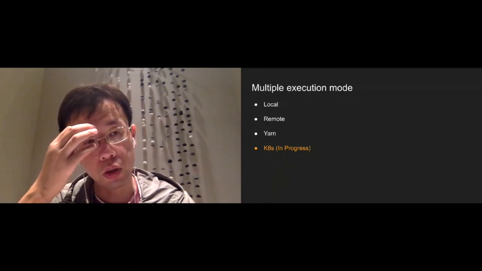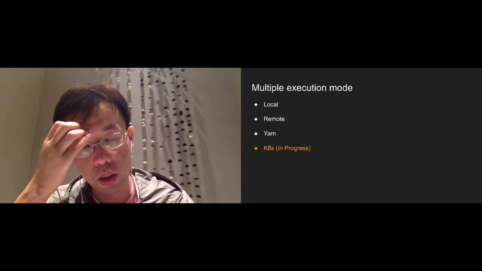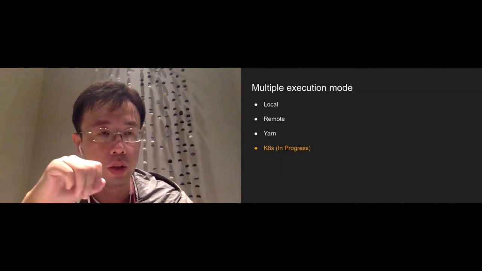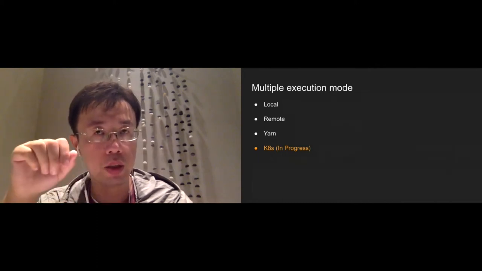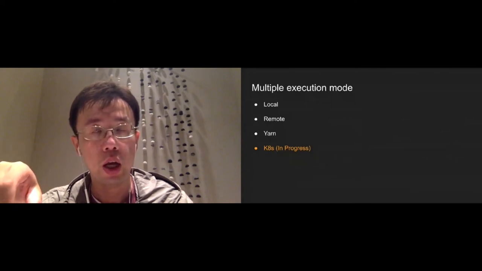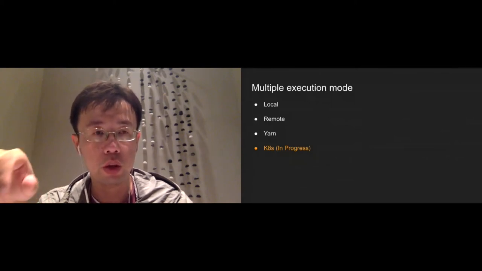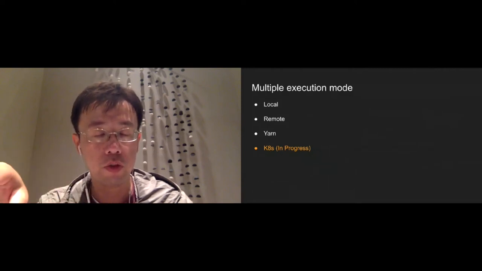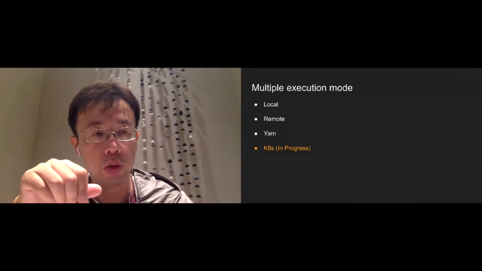The second model is the remote cluster. The remote cluster means that there is already a Flink cluster running, and you'd like to connect to that cluster from Zeppelin. For example, if you have already started a standalone Flink cluster, you can connect to that standalone Flink cluster in Zeppelin via the remote model.